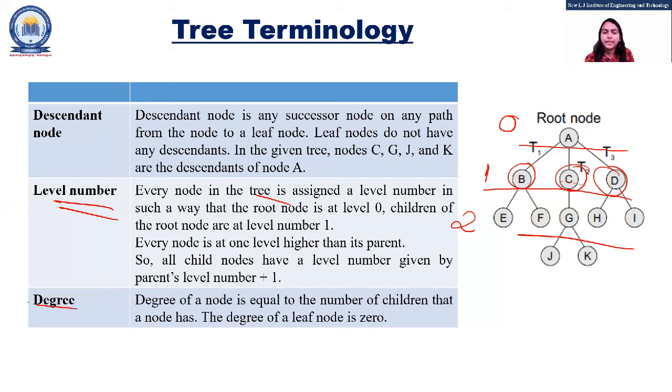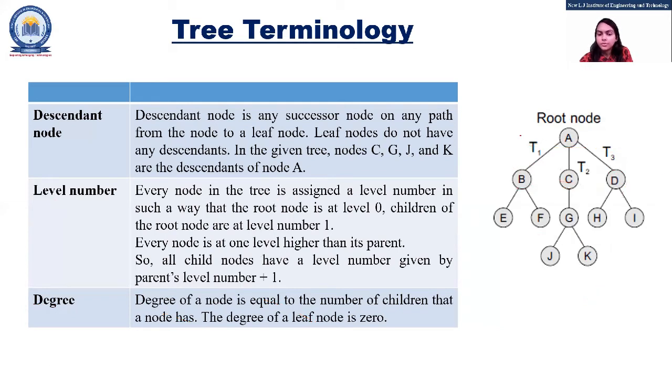Now what is the degree? Degree of a node is equal to the number of children that a node has. So the degree of a leaf node is 0 because it does not have any children. If we see this tree, the root node A, what are the children? There are basically 3 children, right? So the degree of the root node A is 3.